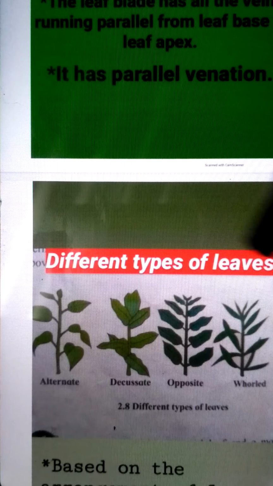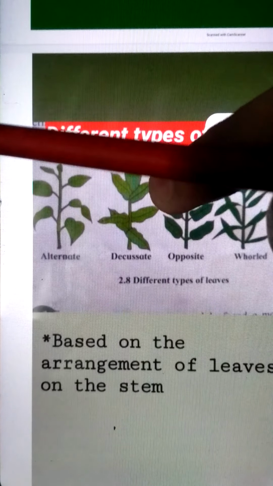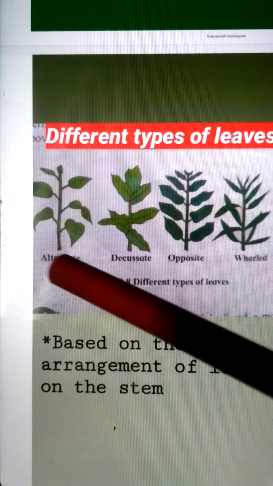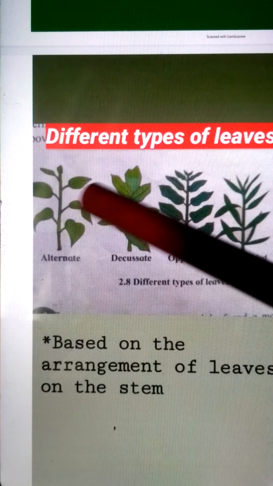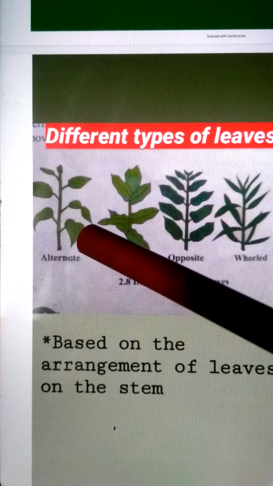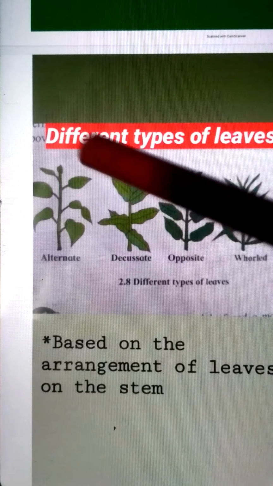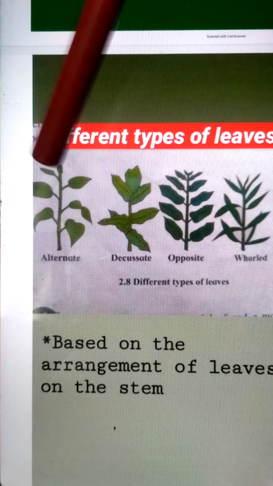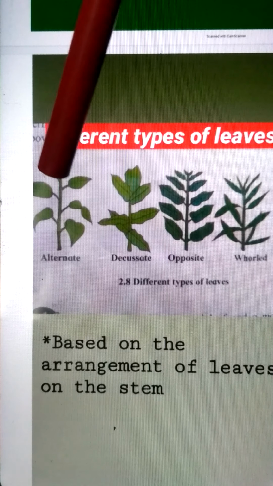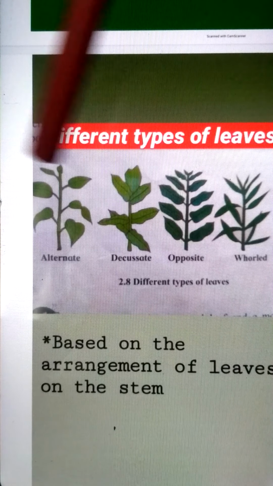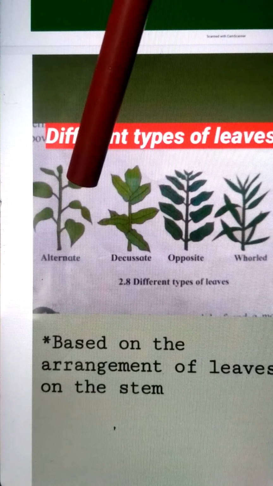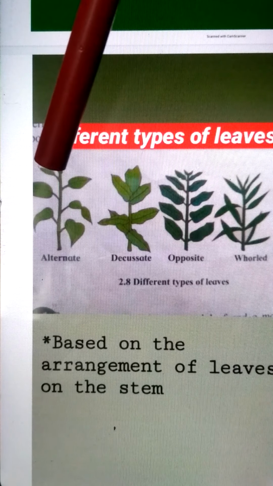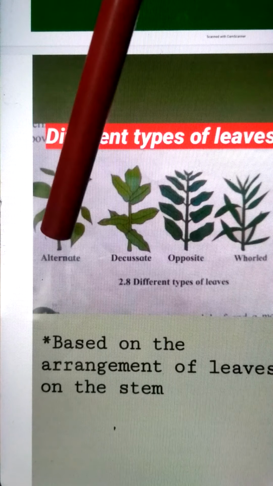Now see, different types of leaves based on the arrangement of the leaves on the stem. See, this is the stem. You can see the leaves are arranged in a different manner in all these four types. In the first one, at a particular node, the leaf is either on the left side or on the right side. Left side, then right side, then again left, then right. So the leaves are arranged in a zigzag manner. See, a Z is formed.